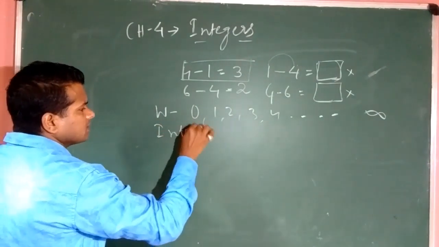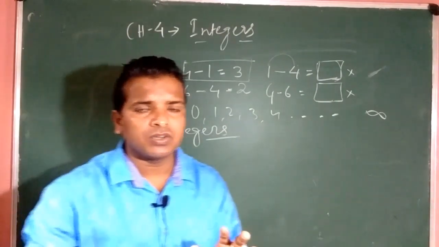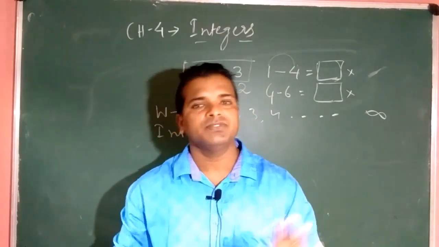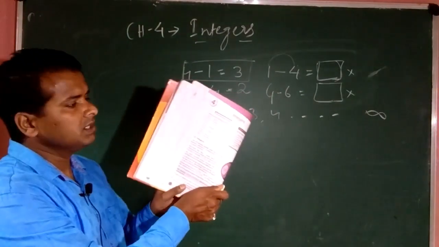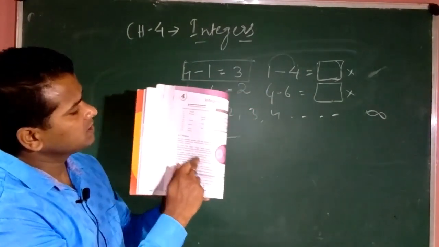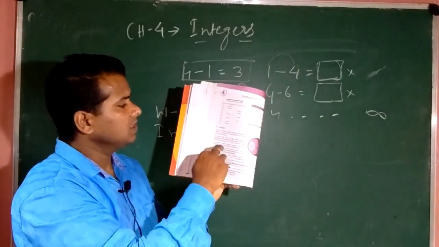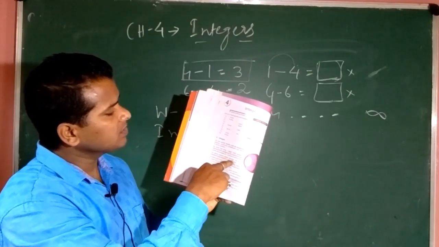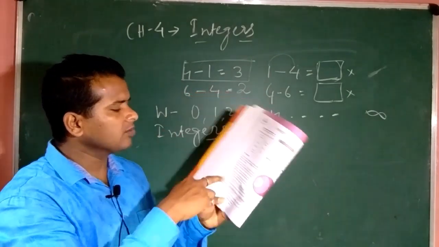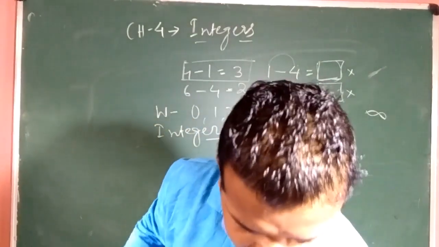Integers are the combination of negative and positive numbers. If you read this paragraph nicely on the first page, you will understand everything. The whole number system therefore has to be extended to accommodate such differences, considering 0.